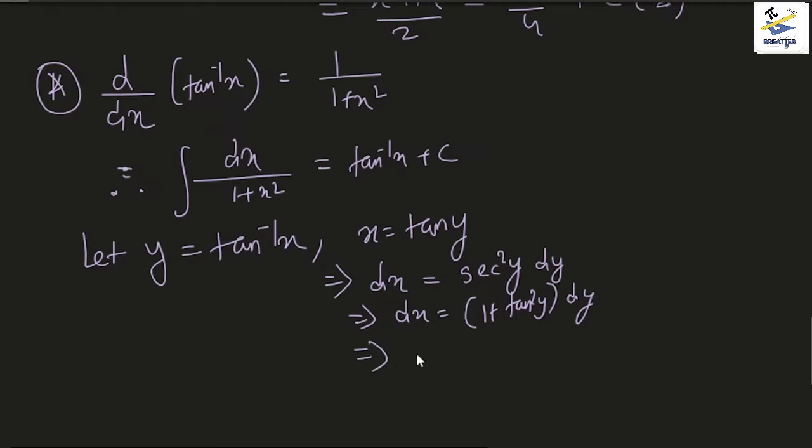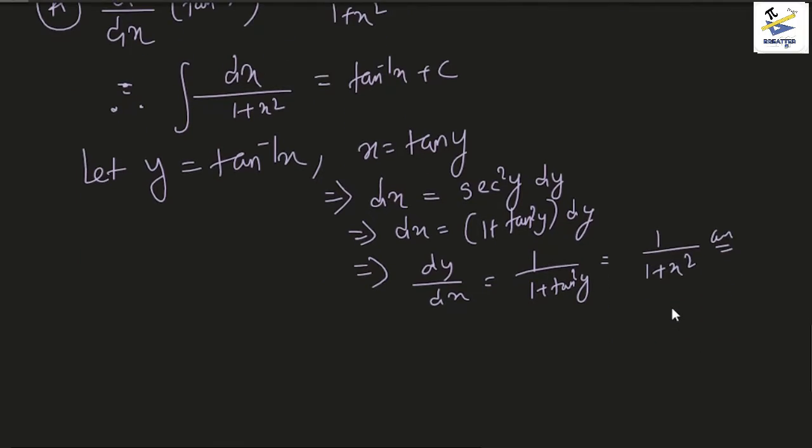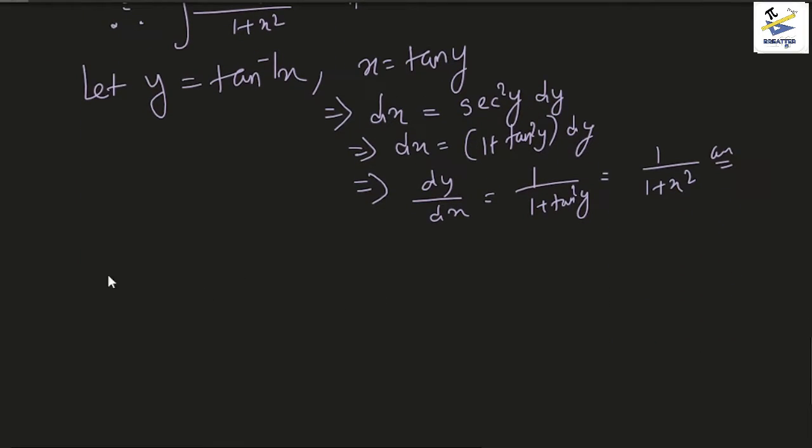and so dy by dx would be equal to 1 by 1 plus tan square y, but tan y is just x, so it is just 1 by 1 plus x square, right? So the derivative of tan inverse x, which is dy by dx, is 1 by 1 plus x square. Proving it, and all the other inverse functions can be proven in the same way, and corresponding to that we can find this integral.